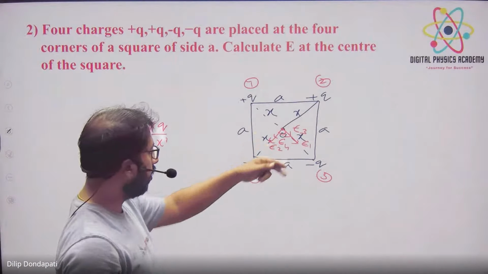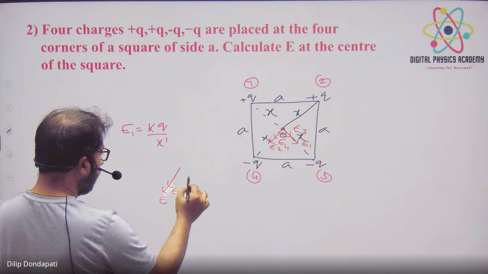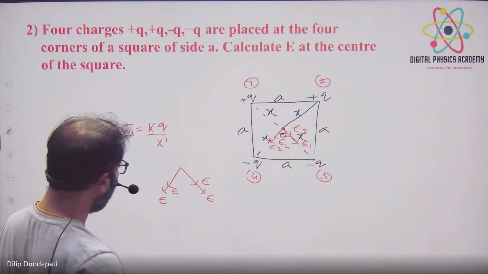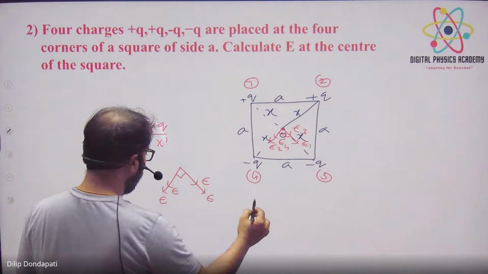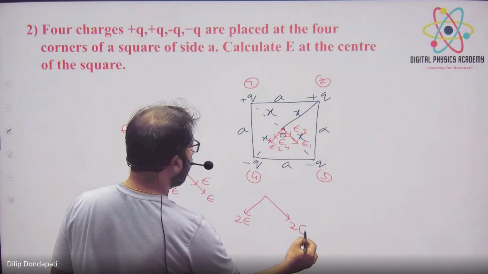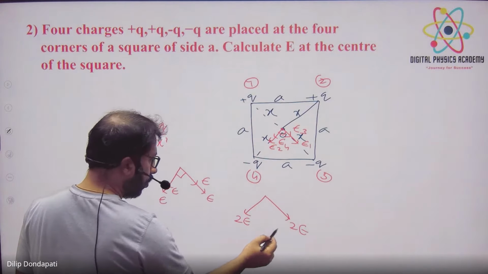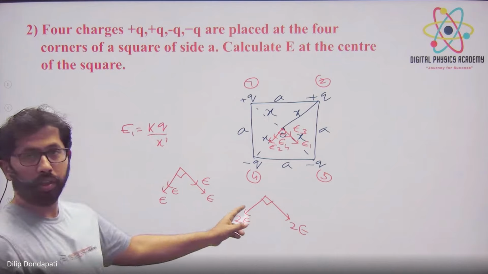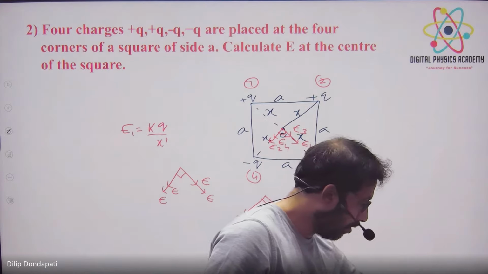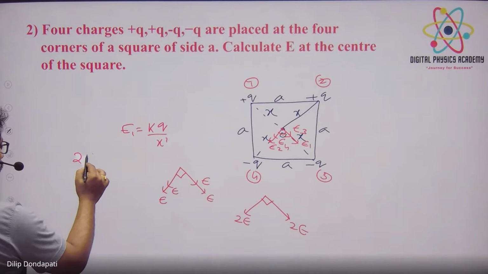So draw again. What will come? Here E will come, here E will come, here E will come, here E will come, right? So how much will it be? 2E, 2E, 2E, 2E. E1 up, E2 towards. Okay. So 2E, 2E. Angle is 90. So how much will it be? 2E root 2, right? Okay. Sir, yes, x is correct. Okay, yes, 2E root 2, right?